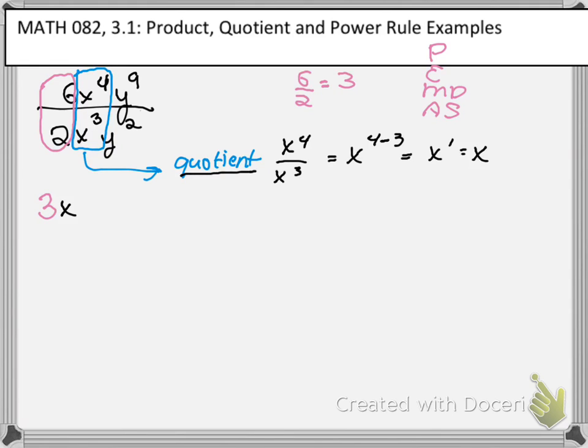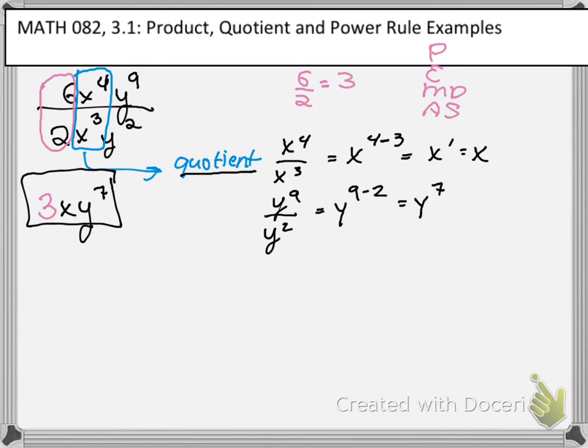Okay, so we decided that x to the 4th divided by x to the 3rd gives us just plain boring old x. Likewise, we can say that y to the 9th power divided by y to the 2nd power. The quotient rule tells us to subtract those exponents and gives us y to the 7th power. So that's our final answer, 3x y to the 7th power.